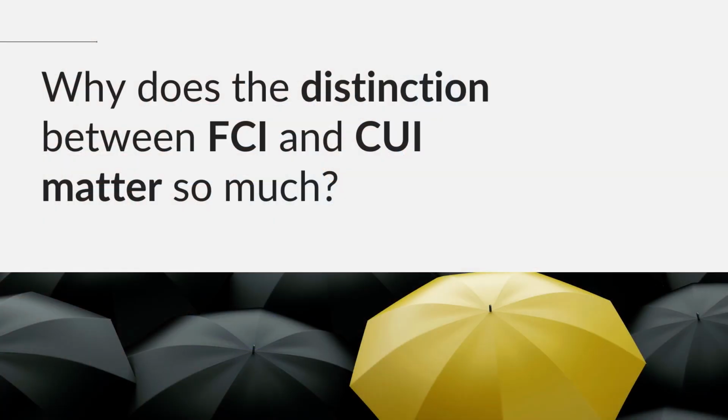All right, so a lot of this depends on one core question, which is what you were just talking about. What kind of information are you actually handling? That's where a lot of confusion starts. So let's go there next. In plain English, please, what's the difference between FCI and CUI, and why does that distinction matter so much?